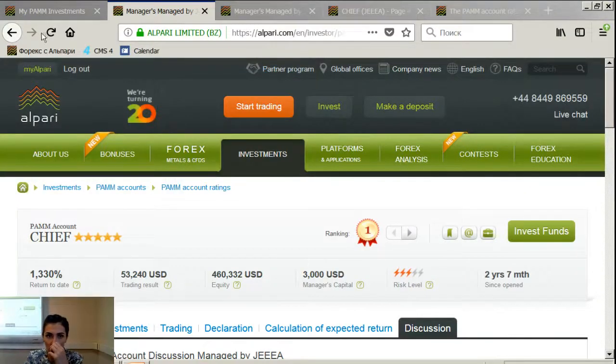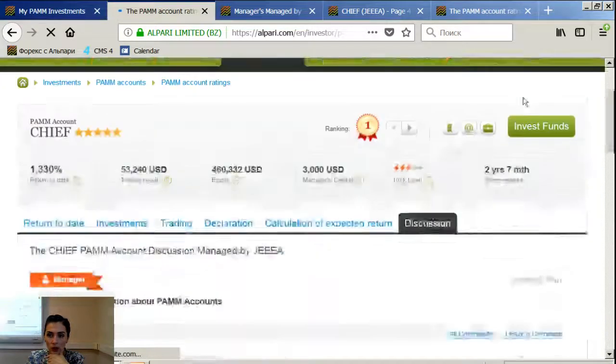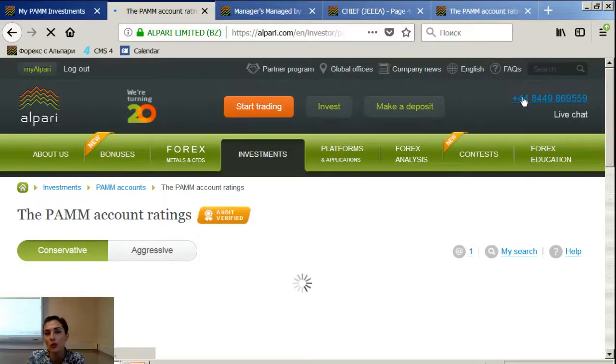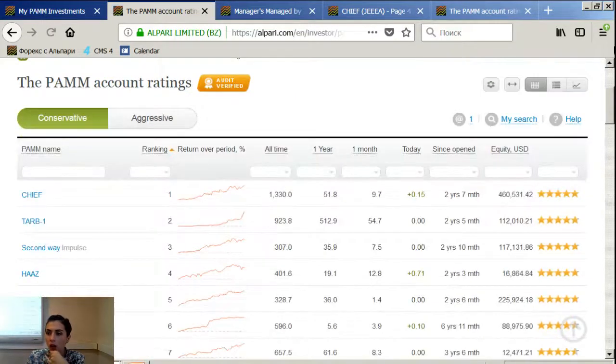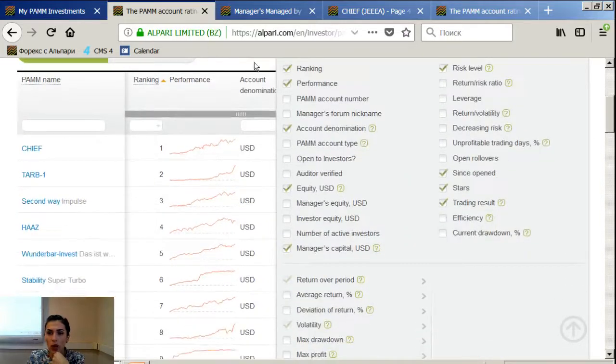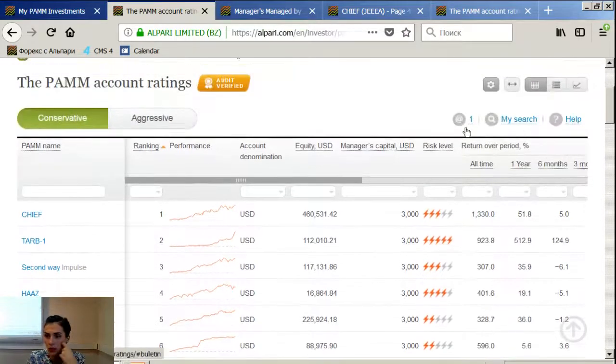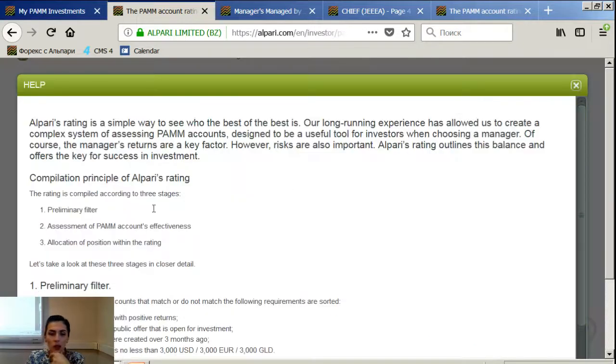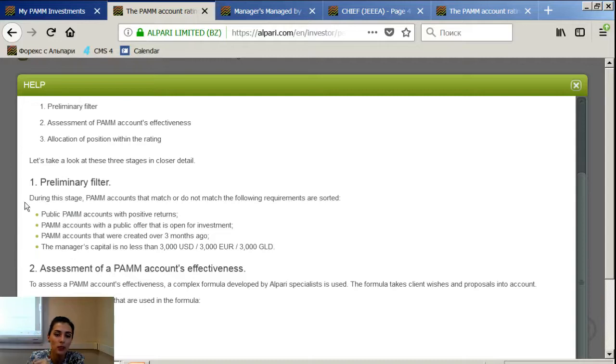So let's try to sort the PAMM account monitorings in the case of these parameters, and let's choose the moderate PAMM account for ourselves. Here you can see all parameters, but please pay attention to help. Click on the help to understand the principle of compilation of Alpari's rating. Here are 3 stages. This is the preliminary filter, this is assessment of PAMM accounts' effectiveness, and allocation of position with the rating. And this preliminary filter contains 4 conditions.